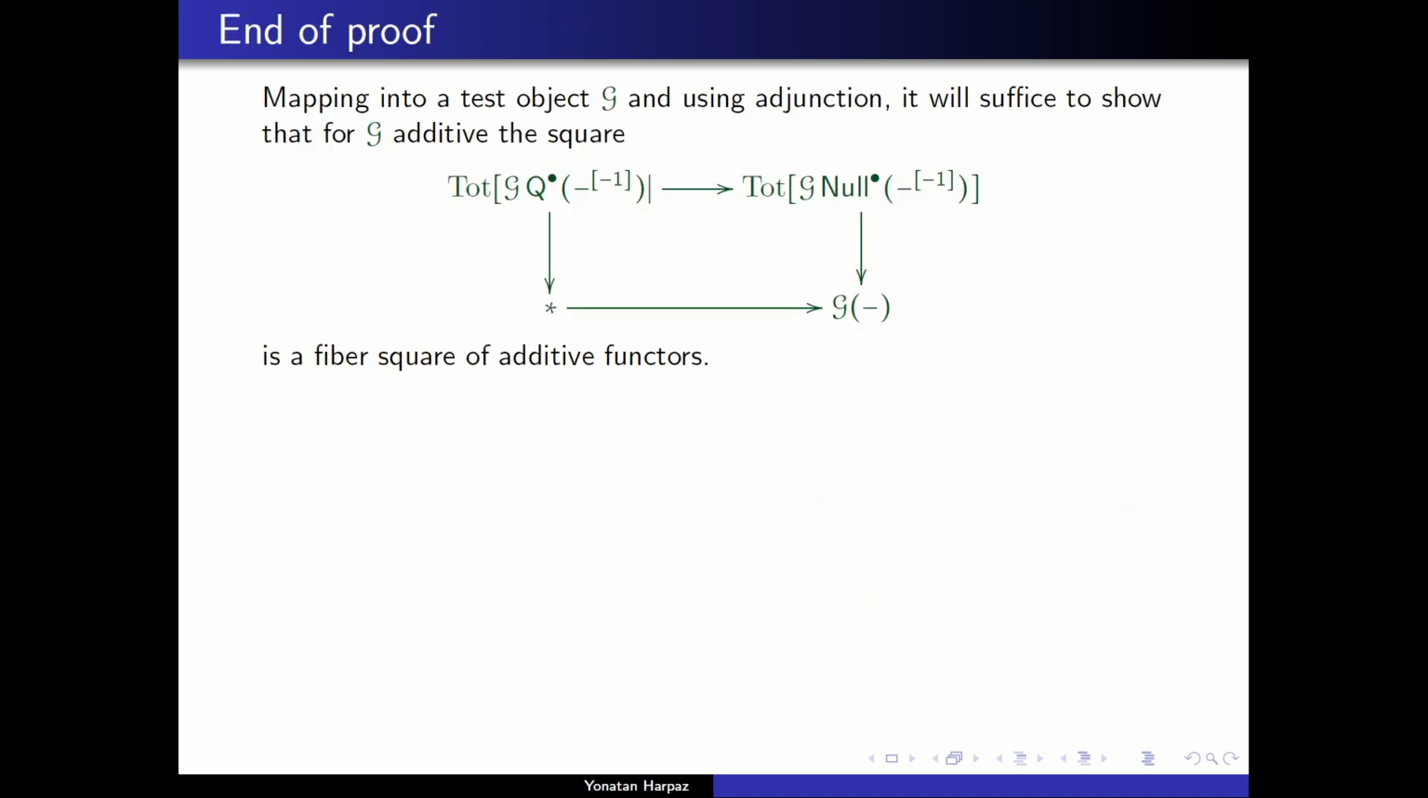And so we obtain that in order to prove that the original square is a pushout square in additive functors, it will suffice to show instead a dual statement: that for every test object G, so G needs to be an additive functor to spaces, for any G living in additive functors, this square that we obtain by dualizing all the construction is a fiber square of additive functors.